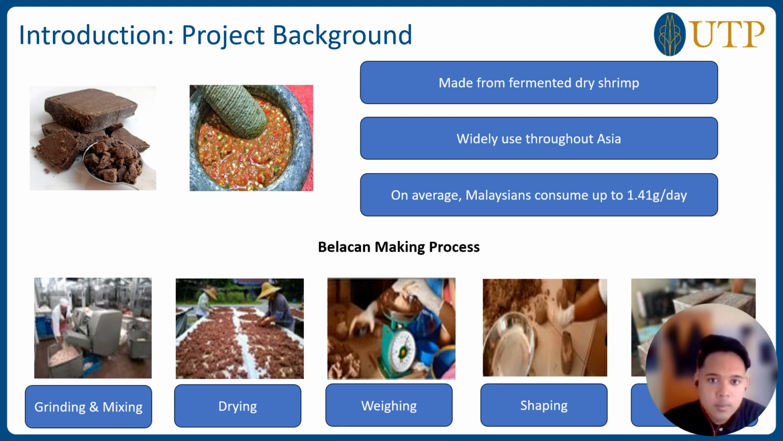The current production of belacan often involves relatively primitive techniques that require significant manpower and time. The ground shrimp paste needs to be sun-dried for at least 4 hours under optimal conditions and can take up to 8 hours in less than optimal conditions. Despite the labor-intensive process, belacan remains a culinary treasure cherished for its unique taste and cultural significance. Efforts are being made to modernize the production process without compromising its traditional flavor and characteristic.